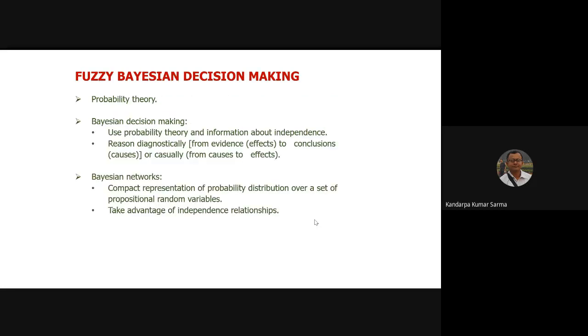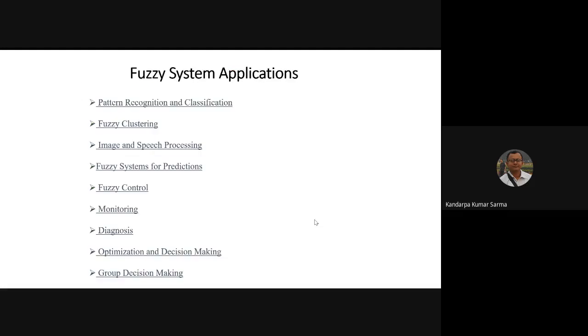Then finally comes fuzzy Bayesian decision making, which is based on probability theory. Here the core is Bayesian decision making, but the use of fuzzified forms is required. So conditional probability cases are calculated here, and that way the decisions are derived. Now, where do we use fuzzy systems? We use fuzzy systems in pattern recognition and classification, fuzzy clustering, image and speech processing, fuzzy systems for prediction, fuzzy control, monitoring and diagnostics, optimization and decision making, and group decision making.